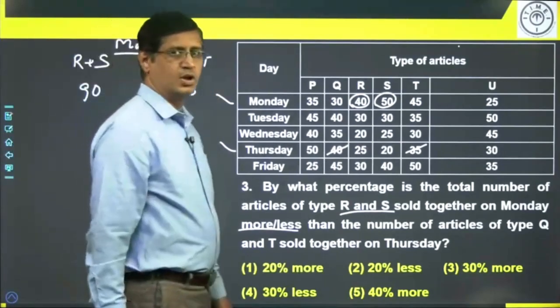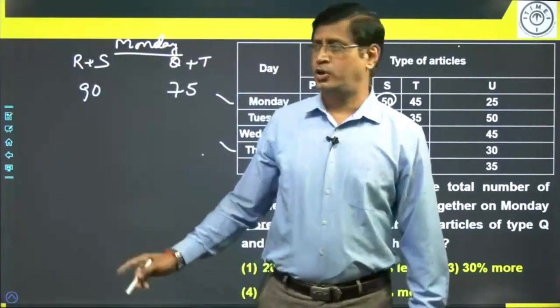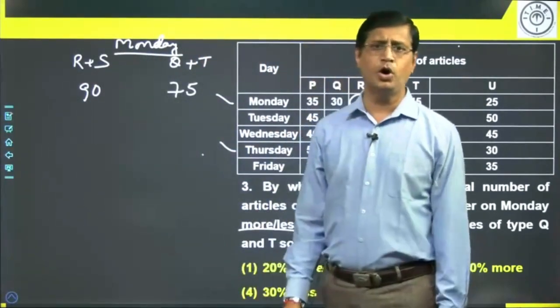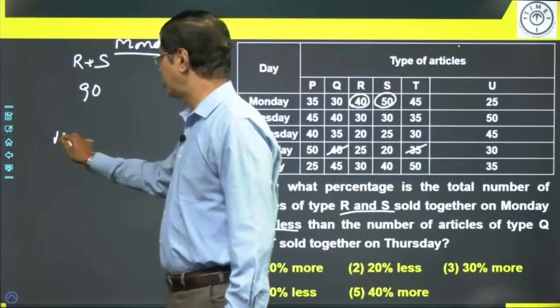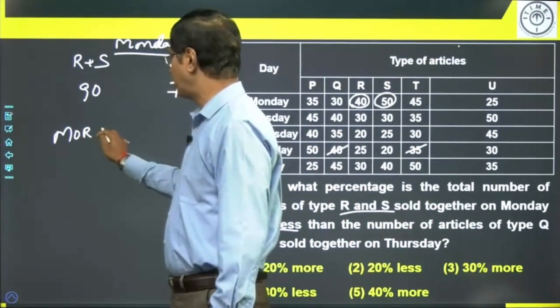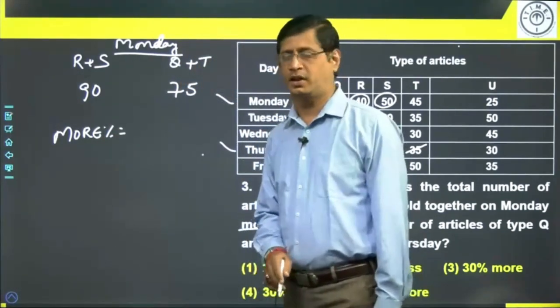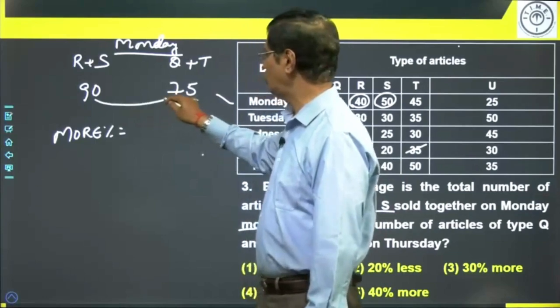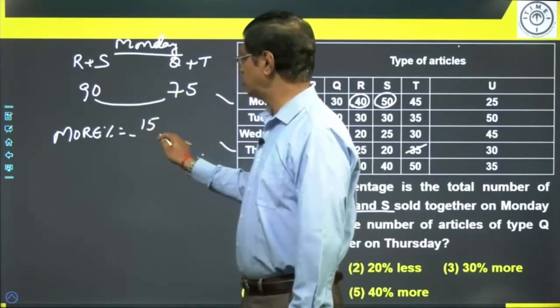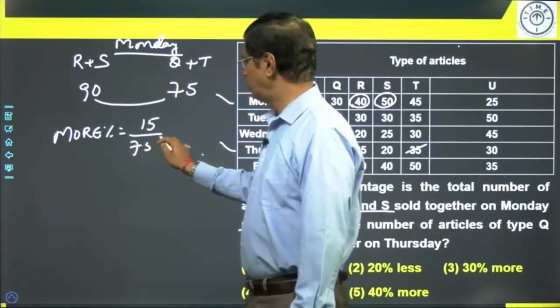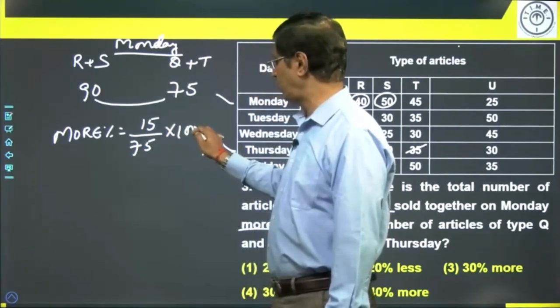Just observe, more or less percent. So 90 and 75. 90 is more. So more means more percentage is to be found. Percentage more means difference by smaller value into 100. How much is the difference of these two? 15. What is the smaller? 75. Percentage means into 100.